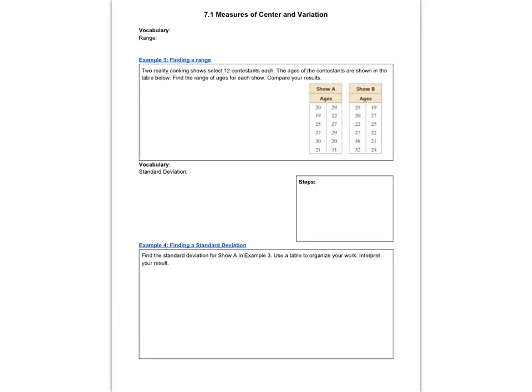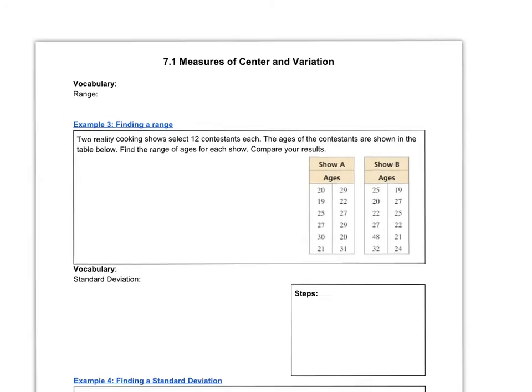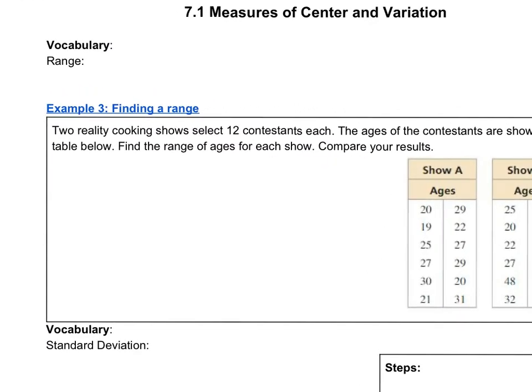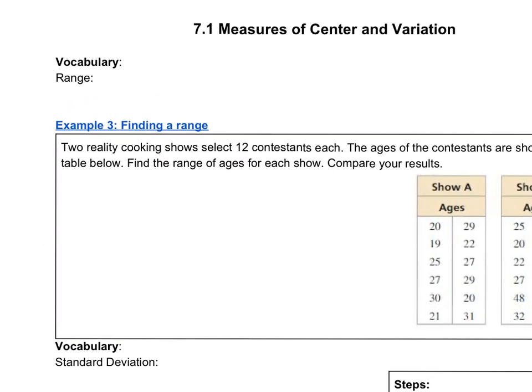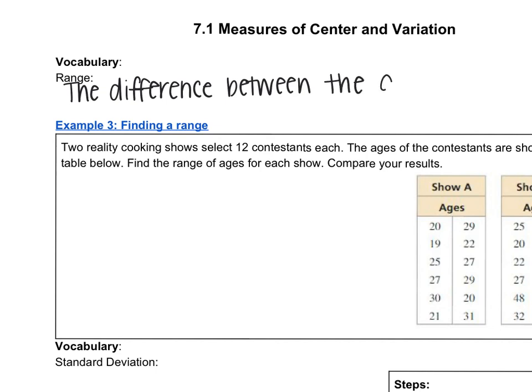Let's take a look at the next measure. The next measure we're going to talk about is the range. The range is the difference between the greatest and least values.